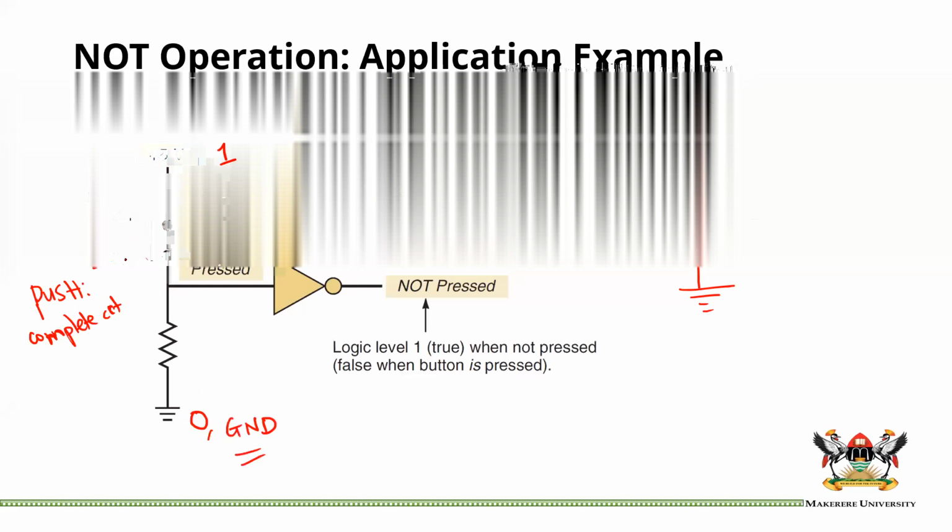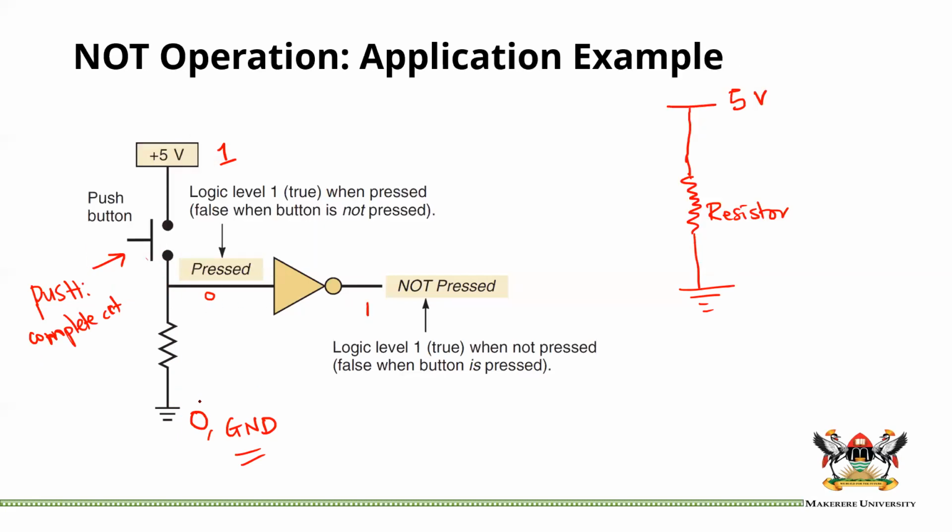So if this is not pressed, then you have a 0 here, meaning that you have a 0 there, because this is open. And if you have a 0 here, you're going to have a 1 there. And so if I see a 1 at this point, I know that the button is not pressed.